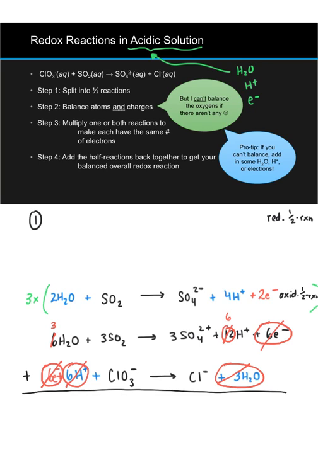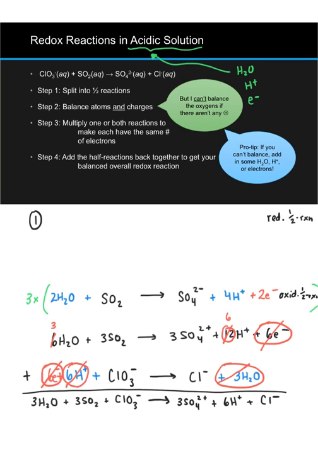So we can say that in the overall balanced redox reaction for this process, we have 3 H2O reacting with 3 SO2 and ClO3 minus to produce 3 sulfates, 6 H plus cations, and chloride.